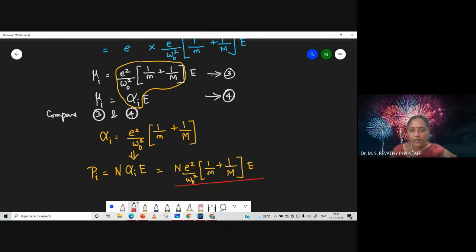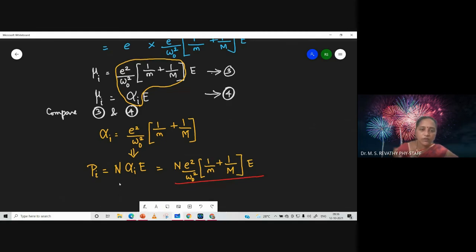So 1 by m plus 1 by capital M is referred to as reduced mass, and it is inversely proportional to the square of the natural frequency. Other things are just constants. Even the reduced mass is a constant default value. Omega naught square is the vibration. It is calculated or estimated based on the electric field applied. So this is the inference from ionic polarization. So here it depends upon two factors.